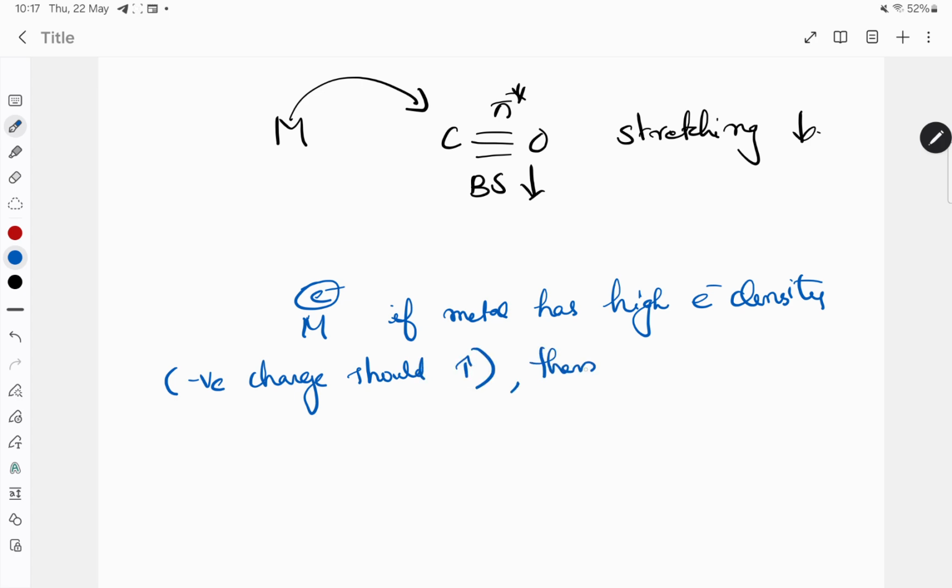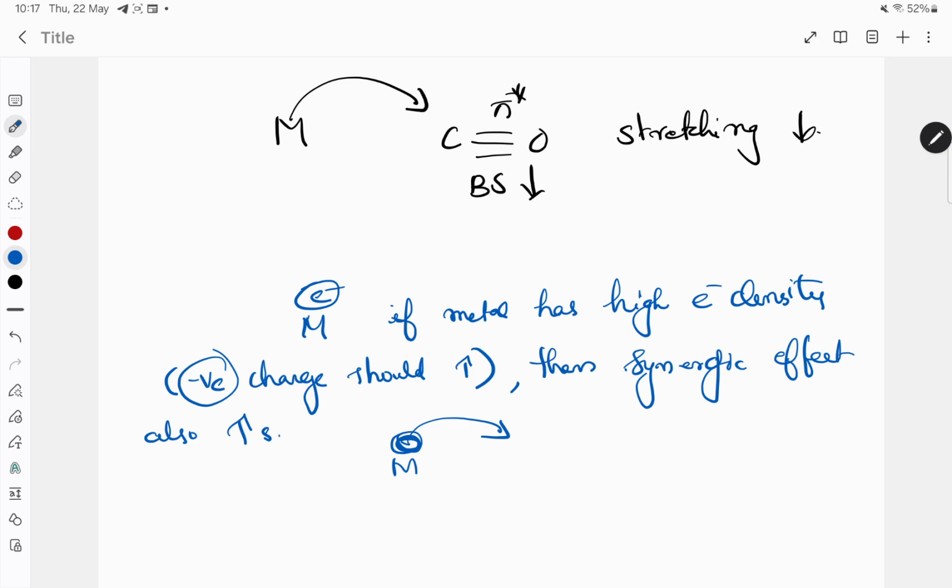then the back bonding or synergic effect also increases. Why? Because if the metal has high electron density, then it can easily give. So the higher the negative charge on the metal, the more the synergic bonding, and the lower the CO stretching frequency.